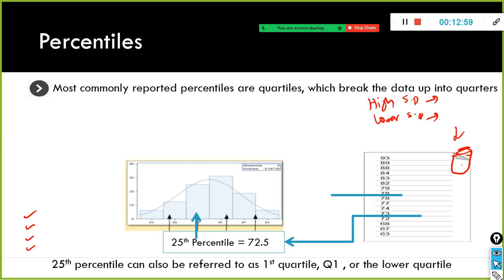Next we will take a look at percentiles. So you must have heard about this term, right? On the GATE exam or some other exam, they might use this term, percentiles. So what is percentiles? The most commonly reported percentiles are quartiles, which break the data up into quartiles.